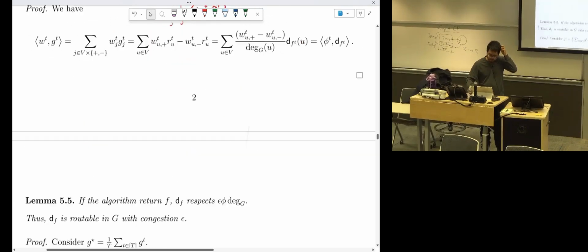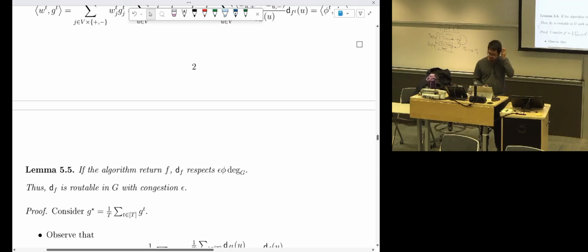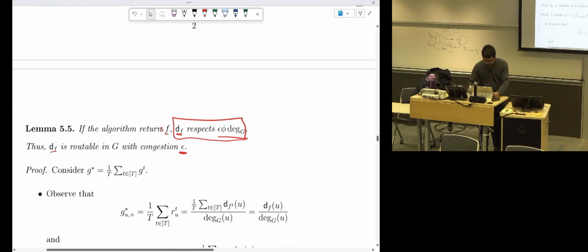Now I'm going to conclude. If the algorithm returns the flow, then I claim that the residual demand, or excess, respects this one, which means that the residual demand is routable in this expander with congestion phi epsilon. We want to prove this.